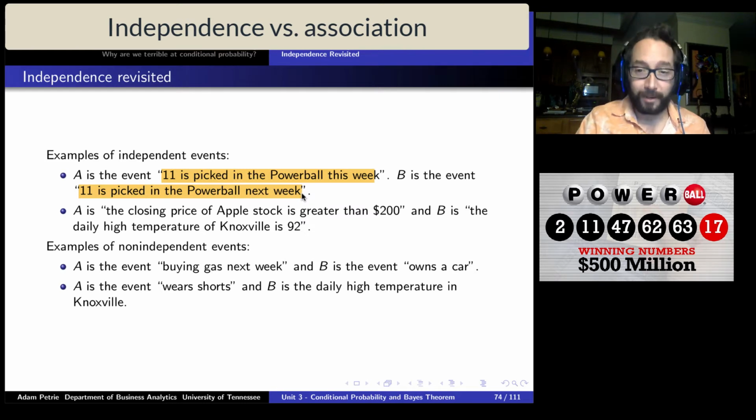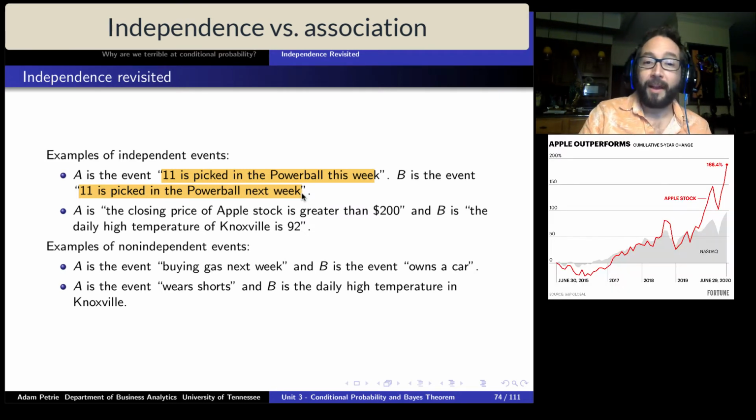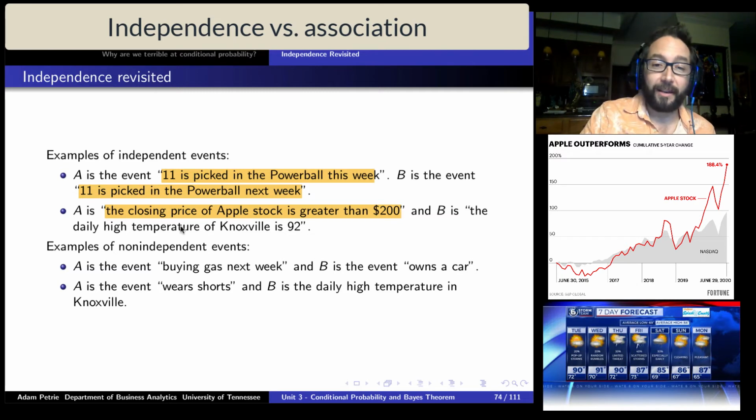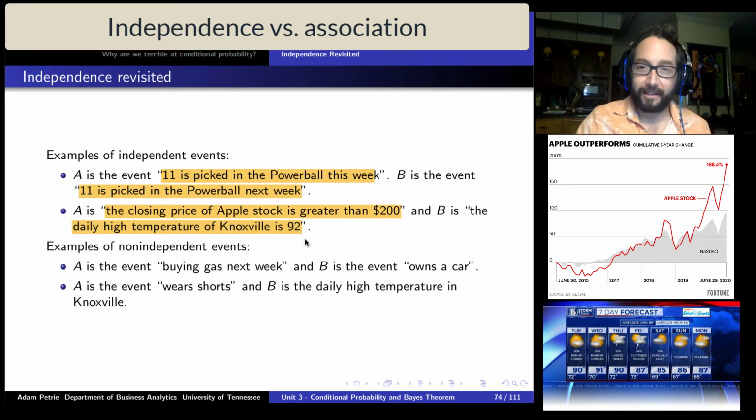Likewise, if you're playing the stock market trying to make a lot of money, event A might be that the closing price of Apple stock is greater than $200. Event B might be the event that the daily high temperature in Knoxville is 92. Two events not really related to one another. You're not going to be able to use the weather in Knoxville to predict the closing price of Apple stock, most likely. Those are independent events.